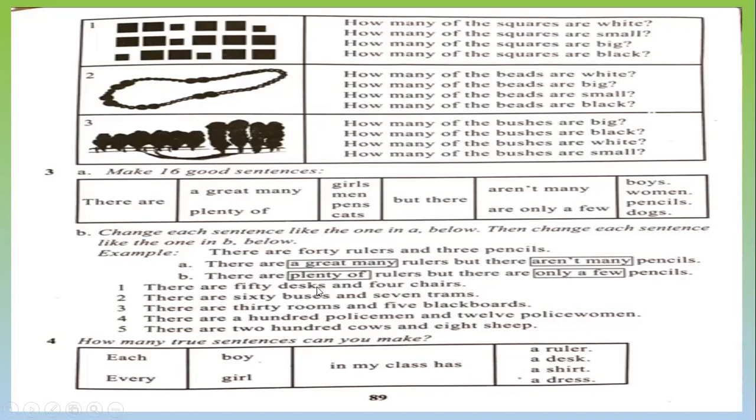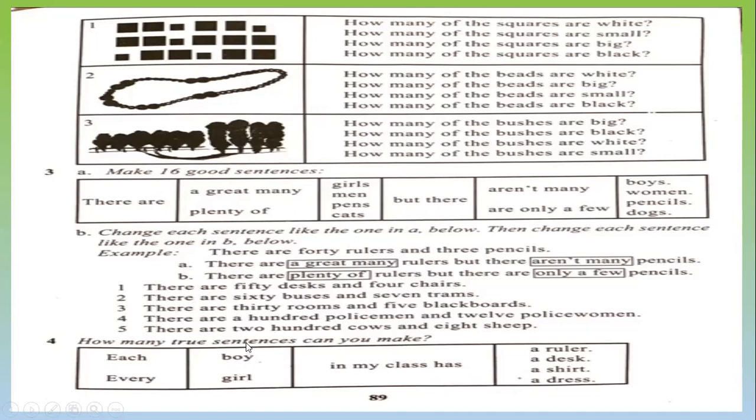There are 50 desks and 4 chairs. So, according to this example, we say there are a great many desks, but there aren't many chairs. Or there are plenty of desks, but there are only a few chairs. You can do the practice by reading all these sentences according to this example. No need to write in your notebooks.